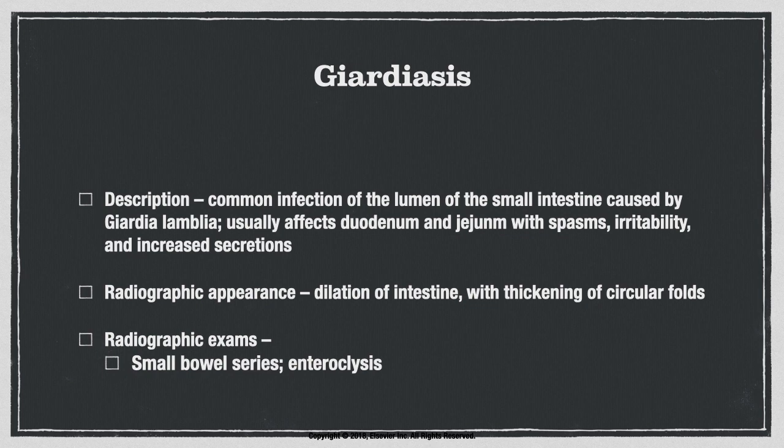Giardiasis, a common infection in the lumen of the small intestine caused by Giardia lamblia, usually affects the duodenum and jejunum with spasms, irritability, and increased secretions. It looks like dilation of the intestine with thickening of circular folds. Small bowel series and enterocolitis are your exams.